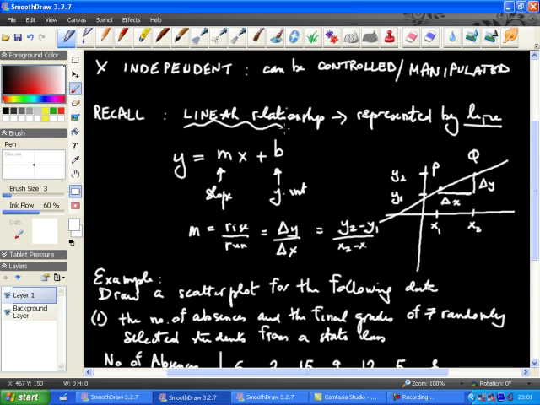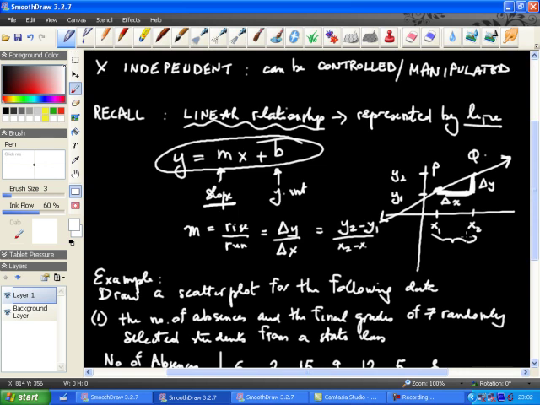A linear relationship, as you may recall from the past, is generally represented by a line. The equation of the line in slope-intercept form is y equals mx plus b. Here is the graph of a line. m represents the slope or inclination of the line, and b represents the y-intercept. The slope m is generally rise over run. So in this little picture, if I take the points P and Q with coordinates (x1, y1) and (x2, y2), this is the rise, delta y, which is y2 minus y1, and this is the run, delta x, which is x2 minus x1.